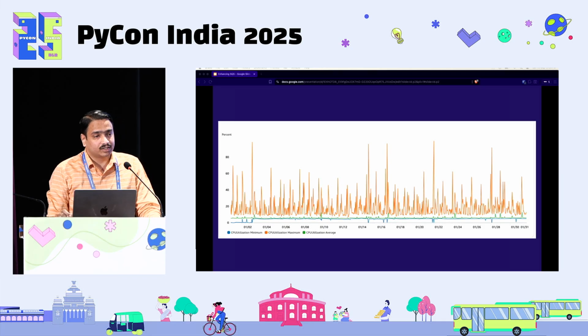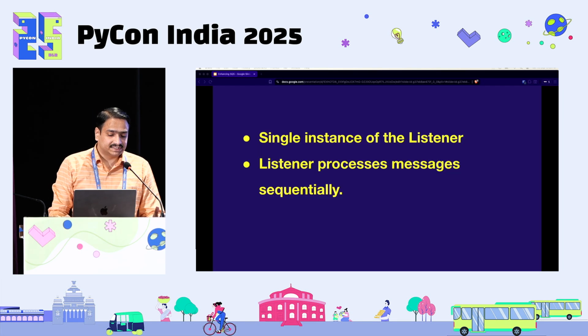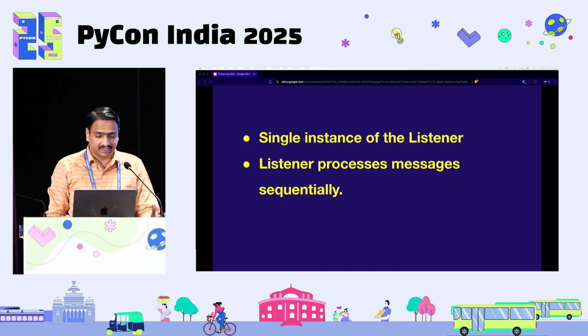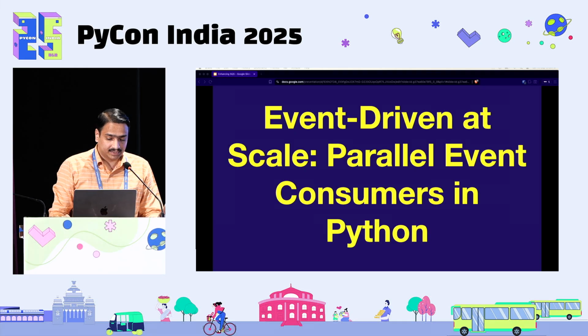Now this is a metric of the CPU utilization of that AWS container. As you can see, it is underutilized. There are so many events coming in, but it is underutilized. So what we can observe is that a single instance of a listener processes the message queue sequentially. The topic of my talk is event-driven at scale, parallel event consumers in Python.